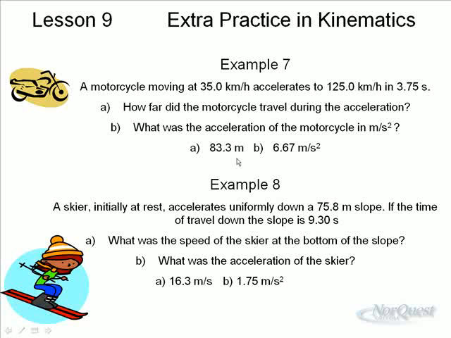So your last example: a skier initially at rest accelerates uniformly down a 75.8 meter slope. The time is 9.3 seconds. What was the speed of the skier at the bottom, and what was the acceleration of the skier? All right, so pretty straightforward, but let's take a look.